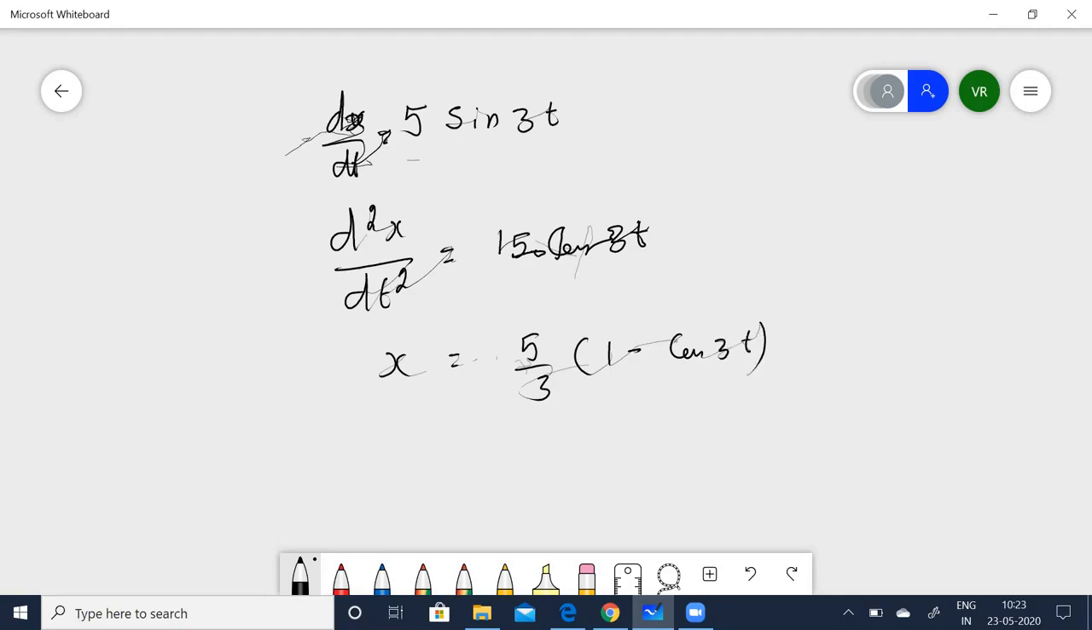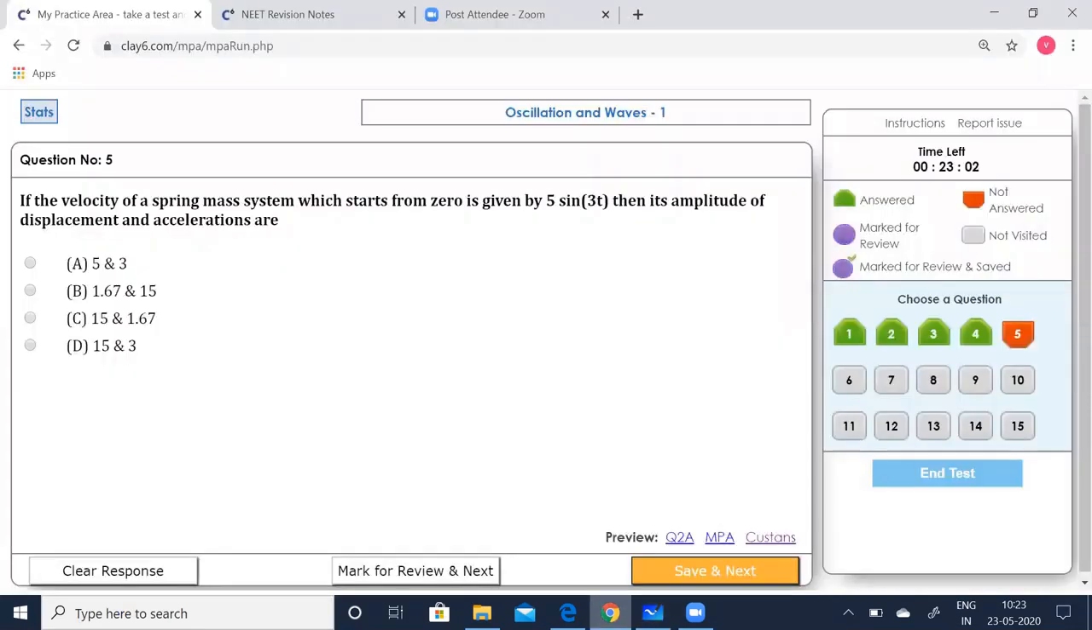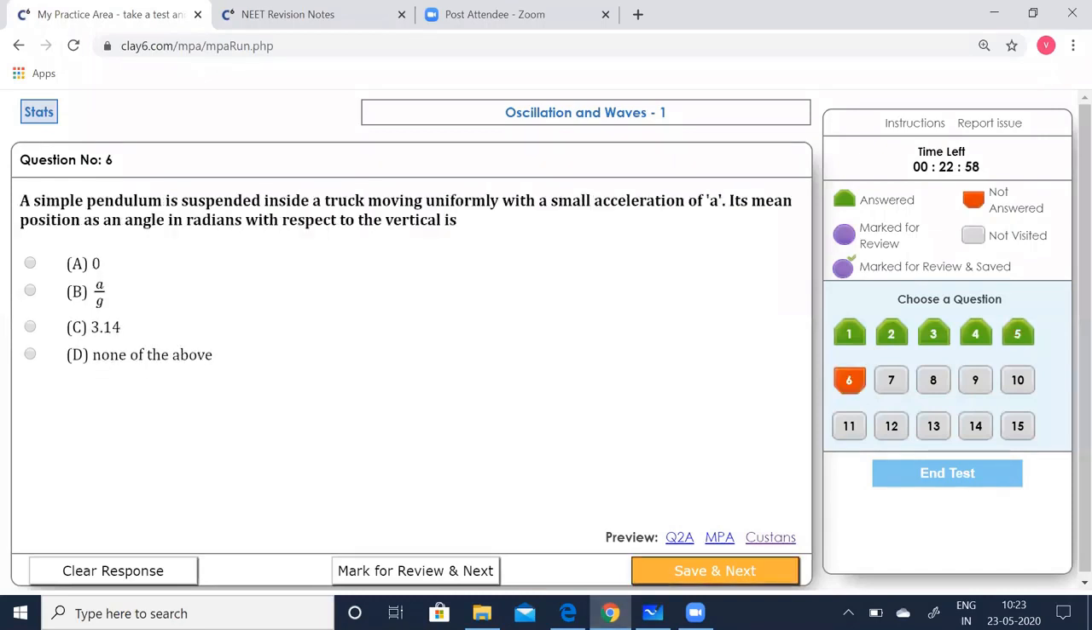So now compare. You can see that A is equal to 15, and 5 by 3 is the displacement amplitude, which is nothing but 1.67. Okay. So x is equal to 1.67. 5 by 3 is 1.67. So quickly, 1.67 and 15, option B is correct. Save that, go to the next.